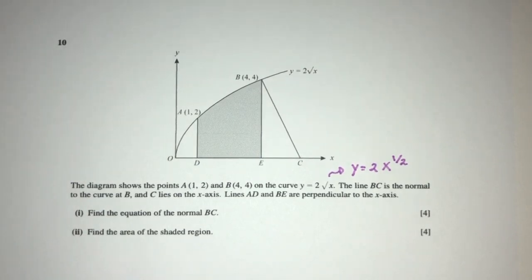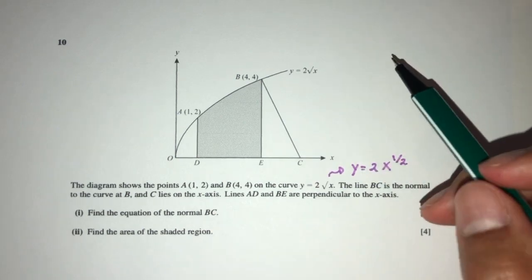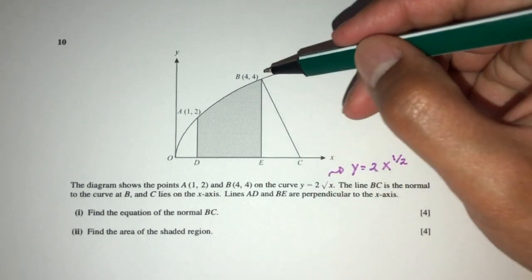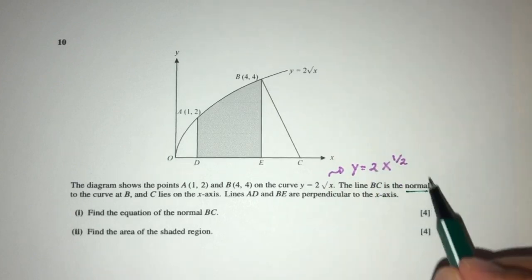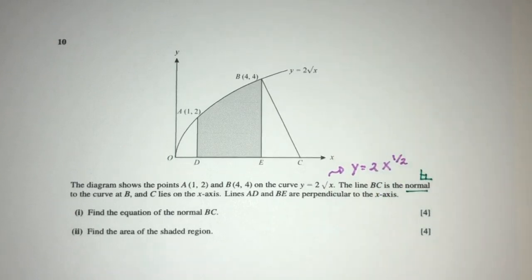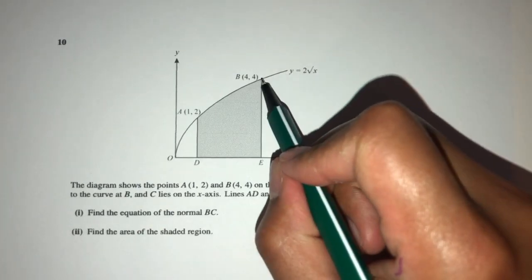Now the line BC is a normal to the curve at B. So the line BC is right here. This one, it is a normal. It means it is at 90 degrees. It is perpendicular to the curve at that point B. This is the point B right here.